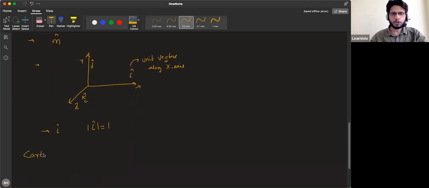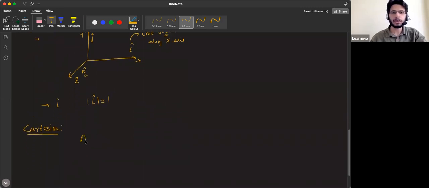Now, the type of question that you get from this concept involves Cartesian form. Cartesian form means I represent a vector A in this form. It's A1 i cap plus A2 j cap plus A3 k cap.